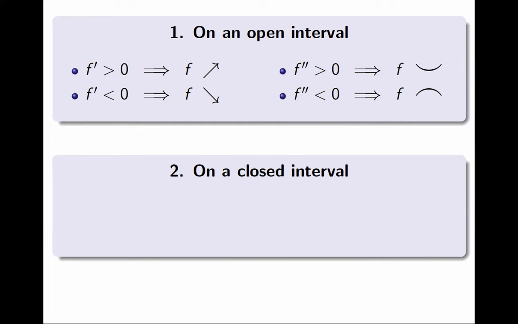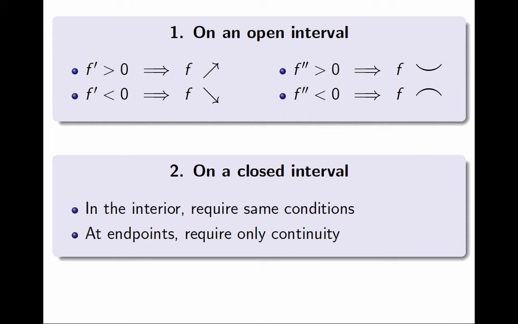On a closed interval, however, we require the same conditions only in the interior, and at the endpoints we just need continuity. For example, if the first derivative is positive on the interior of a closed interval, and the function is continuous at the endpoints, we can conclude that the function is increasing on the whole closed interval. It does not matter what the derivative is at the endpoints.